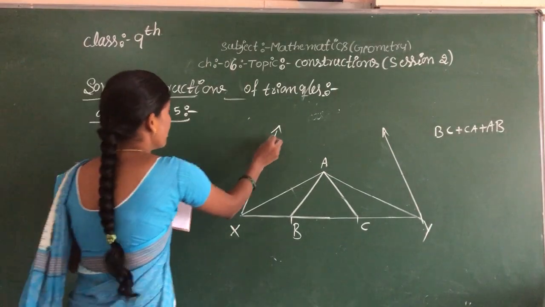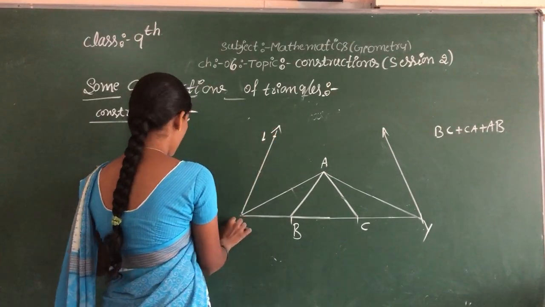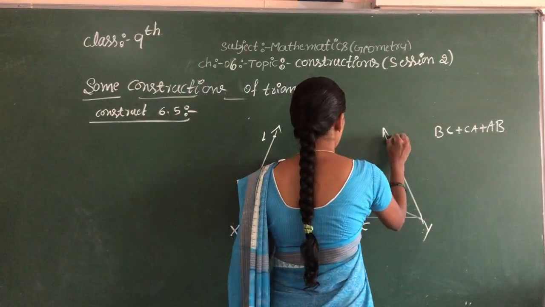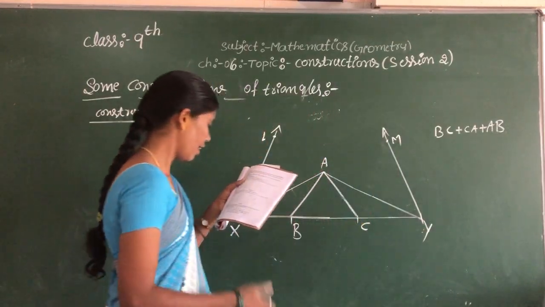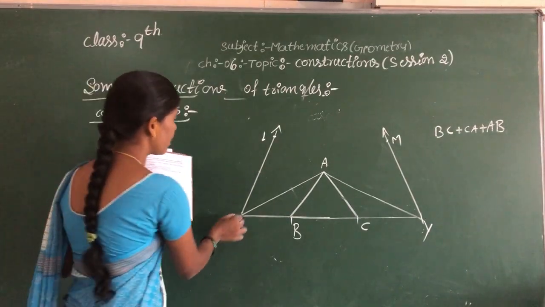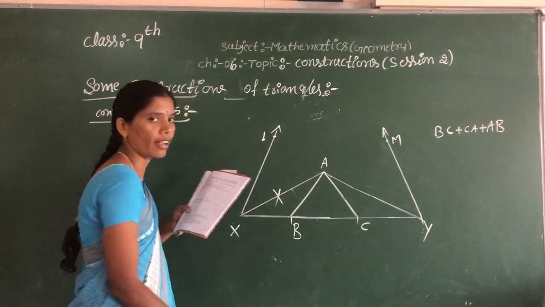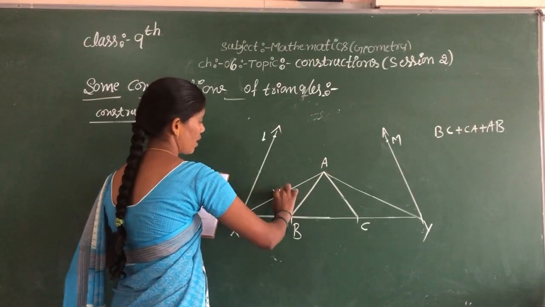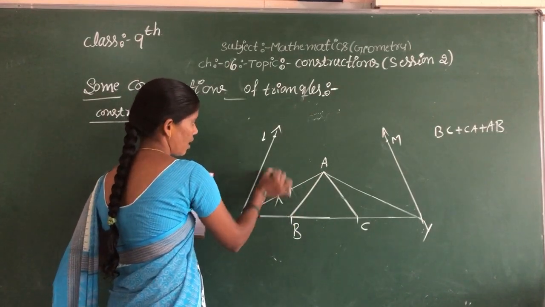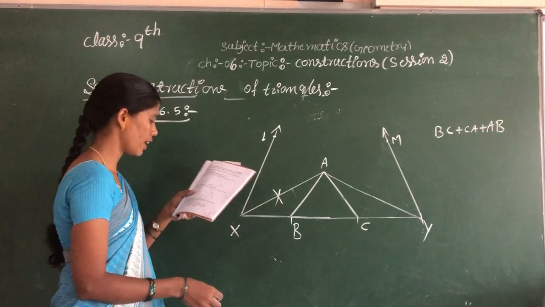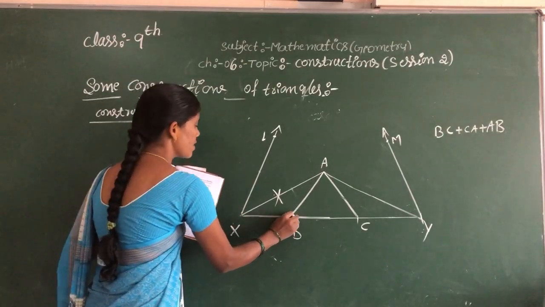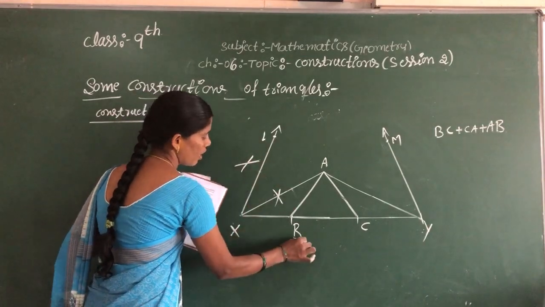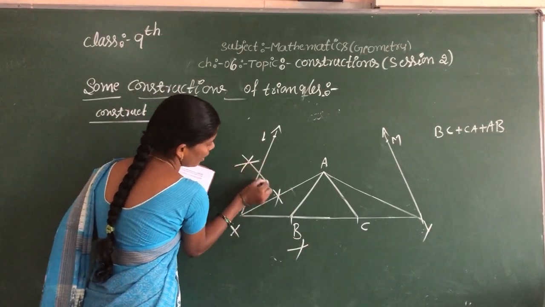So this is LXY. This is point M. Okay. So now next you should take this equal distance and cut one arc. Here cut one arc and here cut one arc. Here equal distance, cut one arc, and here one arc, and here one arc, and here one arc. Join the line.